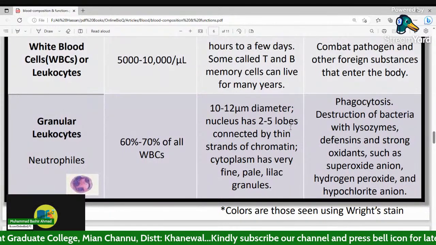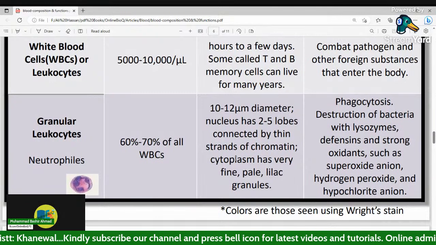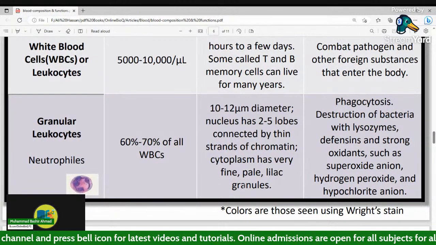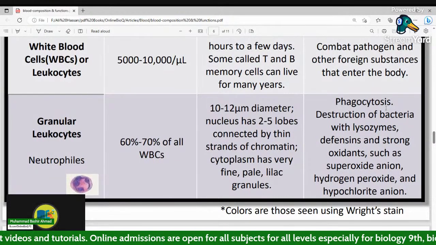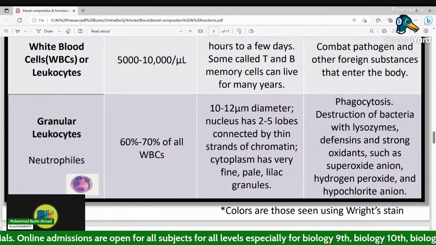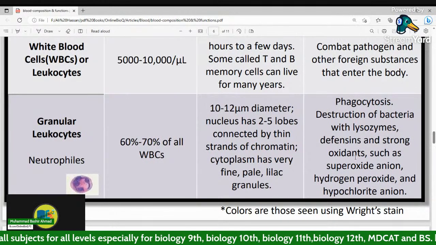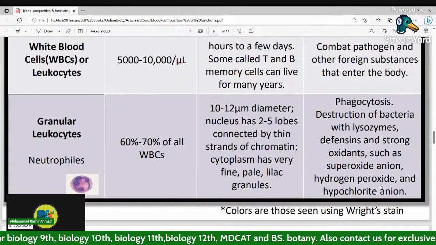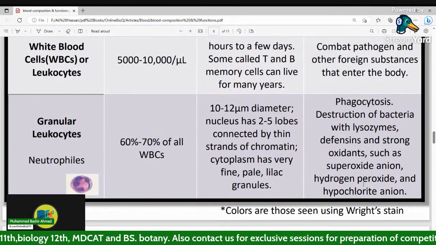These are 10 to 12 micrometer in diameter. The nucleus has 2 to 5 lobes connected by thin strands of chromatin, and their cytoplasm has very fine, pale linear granules. They play a role in phagocytosis, destruction of bacteria with lysozymes, defensins, and strong oxidants such as superoxide anion, hydrogen peroxide, and hypochlorite anion.